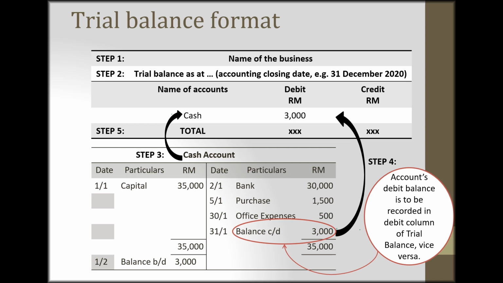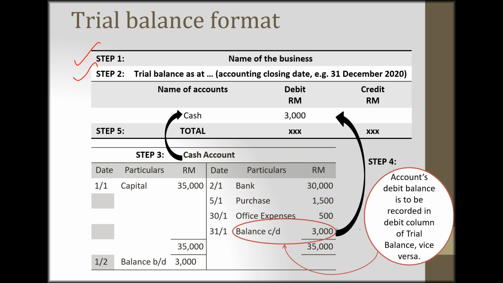So number one is to state the name of the business. Number two, the title of the statement. The trial balance as at, for example, you have to state the accounting closing date, for example, 31st December 2020.